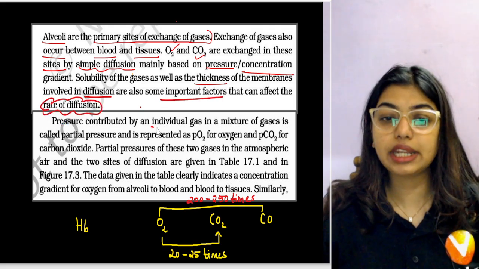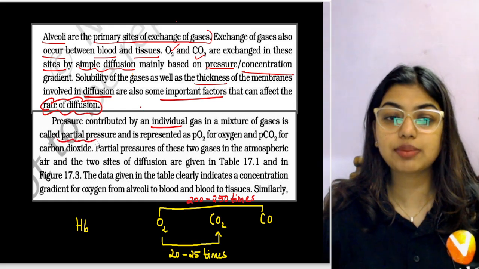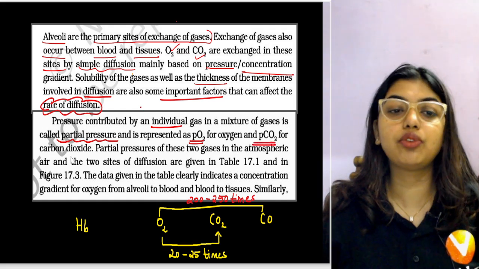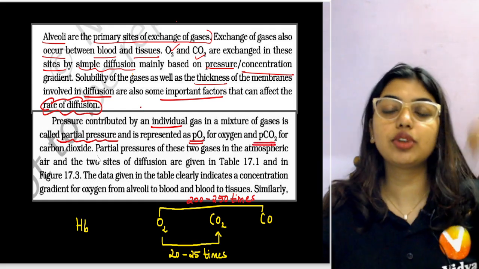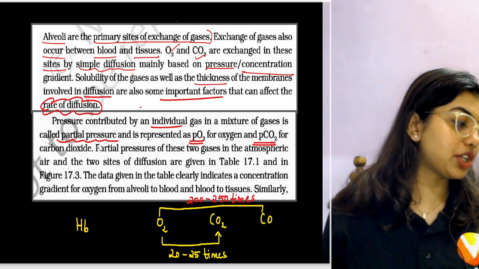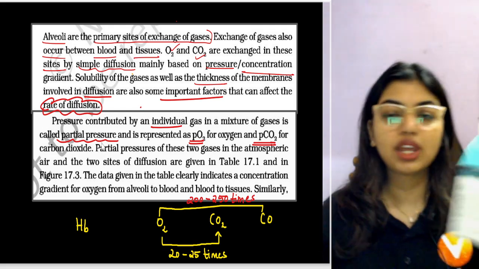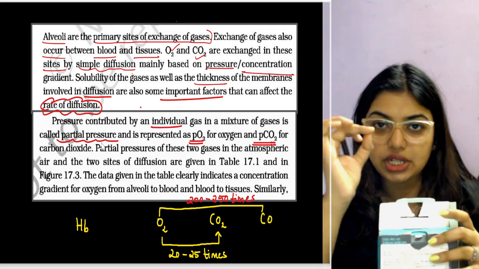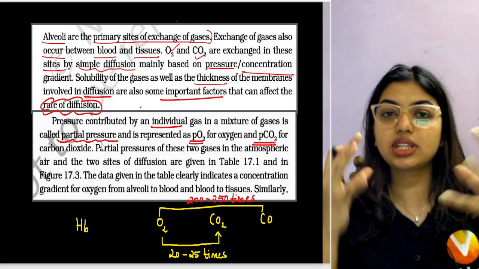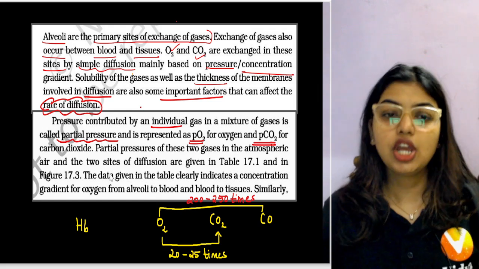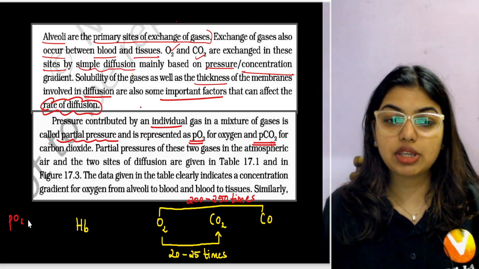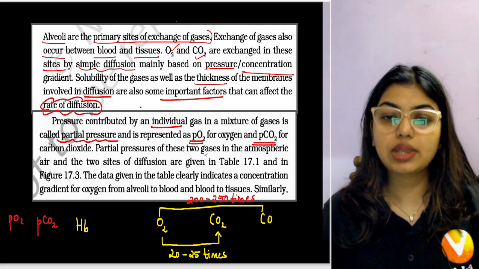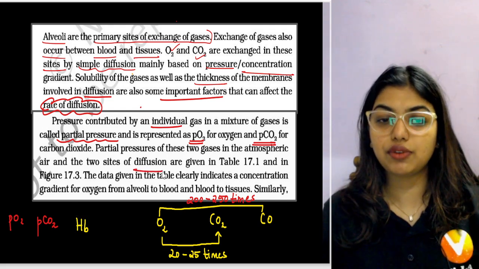Pressure contributed by an individual gas in a mixture of gases is called partial pressure, and it is represented as PO2 for oxygen, PCO2 for carbon dioxide. So I told you yesterday, partial pressure is like if you have a mixture, let's say this is a mixture of something. In this entire mixture, individually one gas, how much pressure it is exerting, that is going to be the partial pressure. So we represent partial pressure of oxygen as PO2 and partial pressure of carbon dioxide as PCO2. Partial pressure of these two gases in the atmospheric air and the two sites of diffusion are given below.